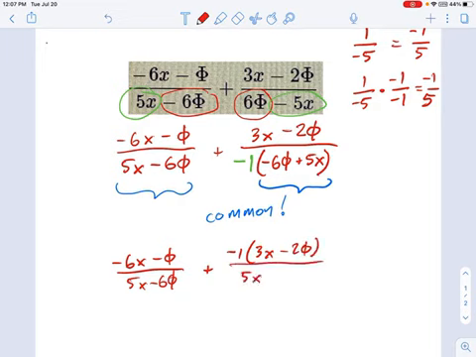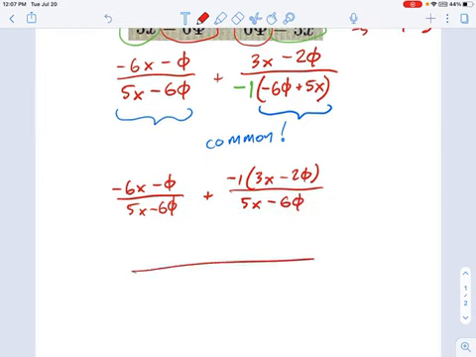And now what I have on bottom is the exact same denominator. So now you can really just combine these things. There wasn't any foiling necessary. Okay, 5x minus 6 phi. And we just group up our terms on top. I've got a -6x over here, -3x over there. Okay, so that makes -9x.